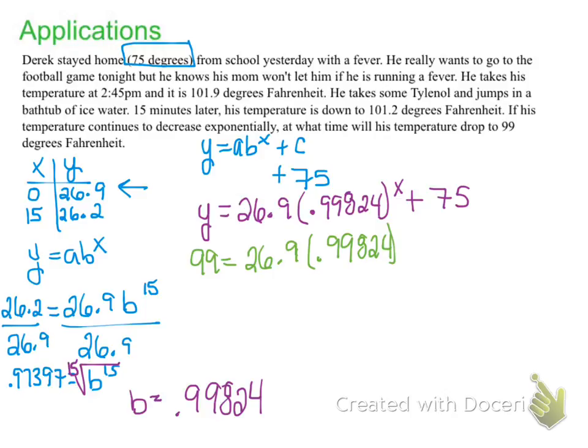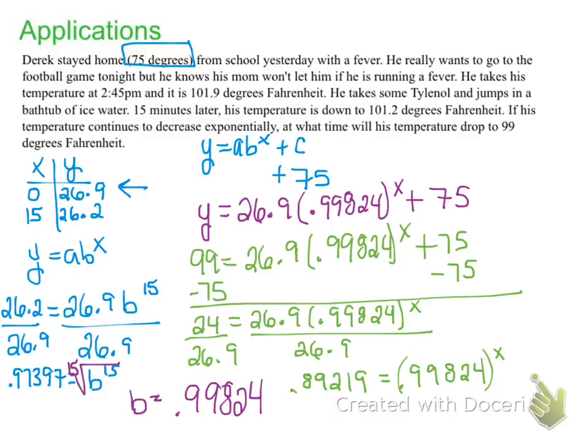And then we're going to divide by the 26.9, just to get that b value isolated by itself. So after subtracting the 75 and dividing by the 26.9, I'm at this point right here where I have 0.89219 equal to my b value to the x power. So how do I get that exponent by itself?